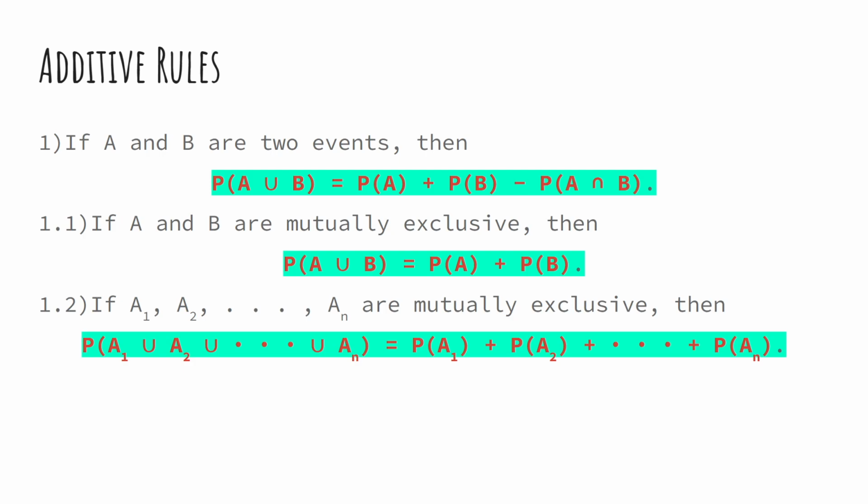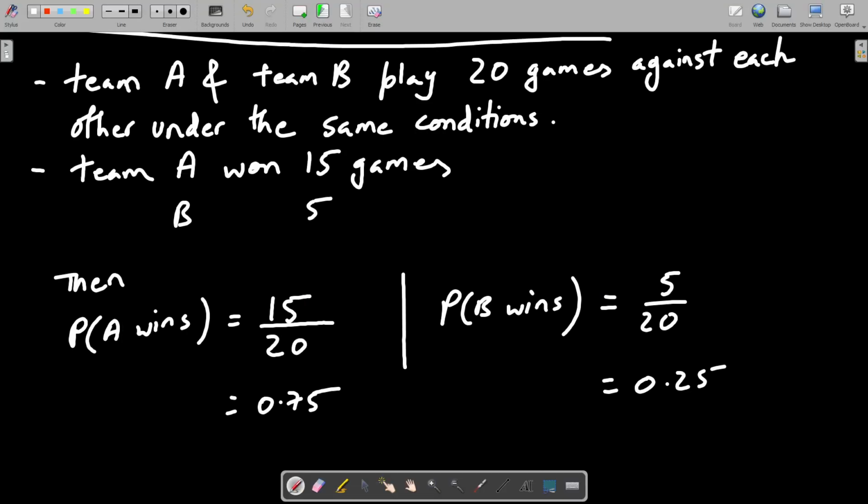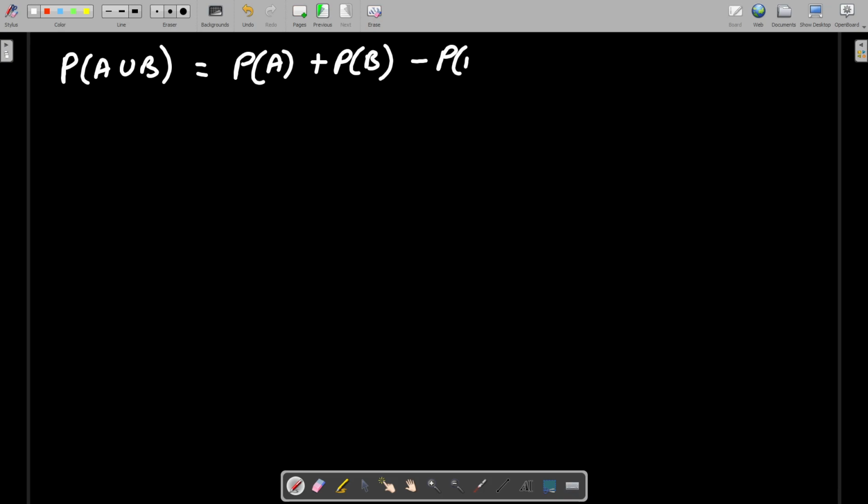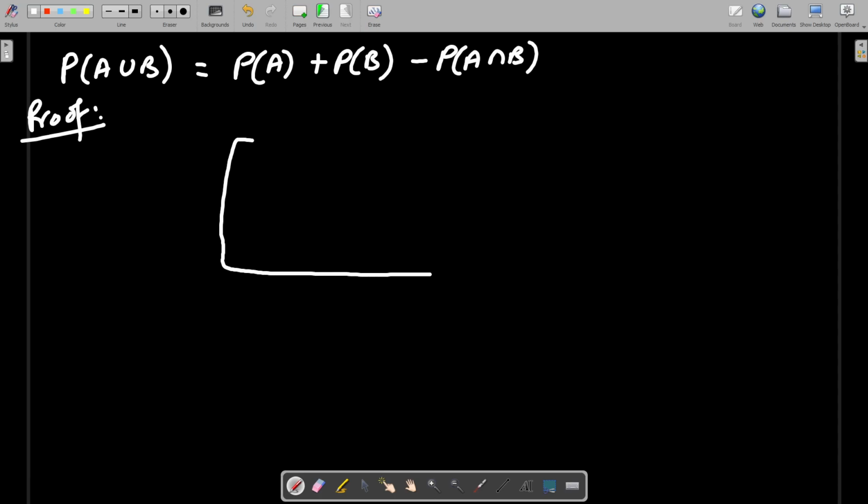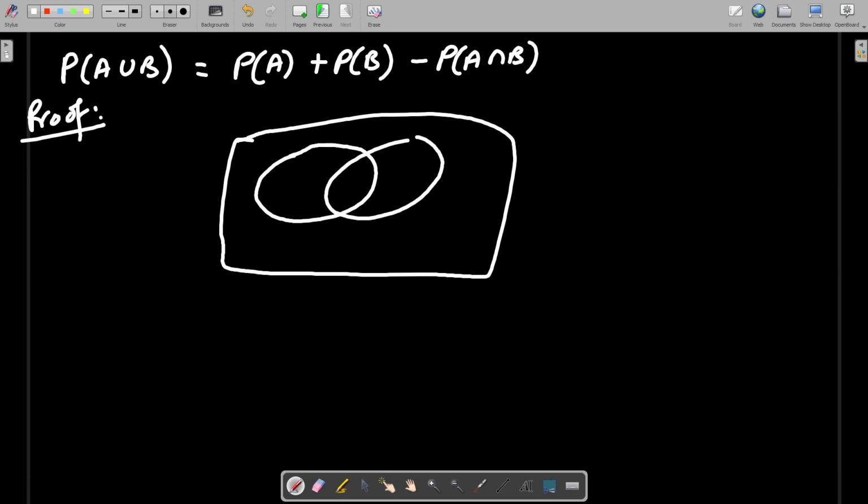Okay, so let me write down the proof for this. We are given that the probability of A union B is equal to the probability of A plus the probability of B. So, the proof for this: just look at the Venn diagram here. This is A, this is B.